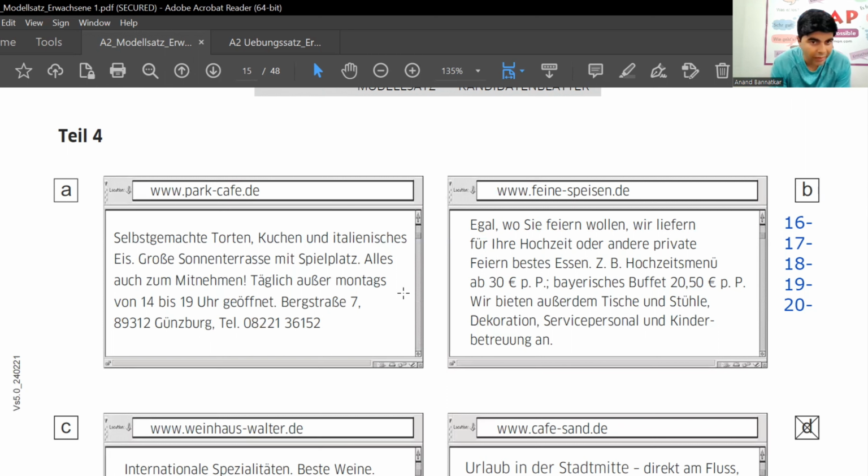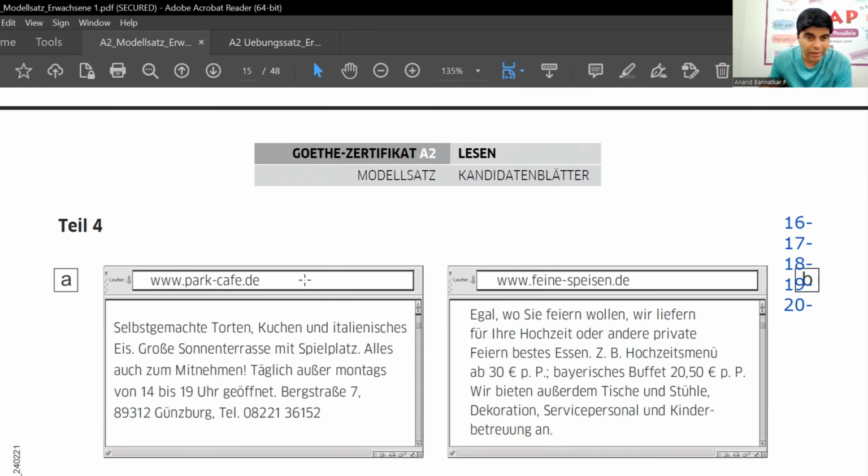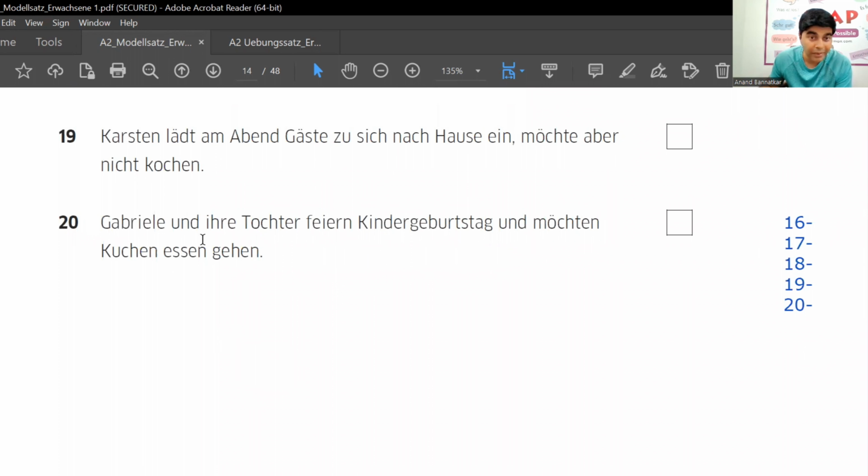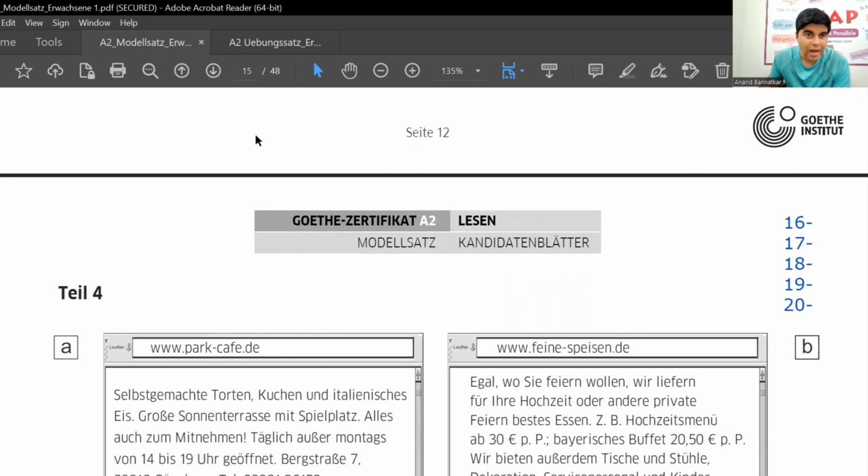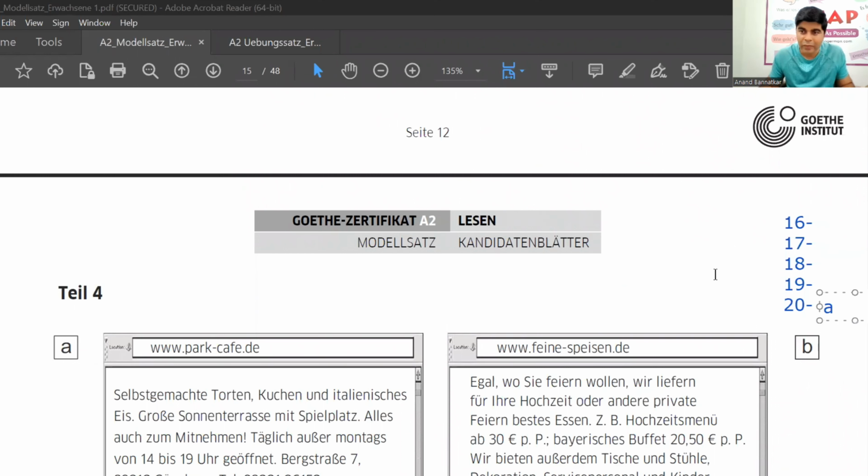Every day except Monday. Every day it is open at this time. Okay, fine. But cake is available there. One can go and eat there, right? So, do we have something like that this advertisement will help? Yes. 20 number. Gabriel und ihre Tochter feiern Kindergeburtstag und möchten Kuchen essen gehen. Want to go eat cake. So this 20 number, and the answer is A. So we'll write it down here. We found it. A. And now let's read the second one.